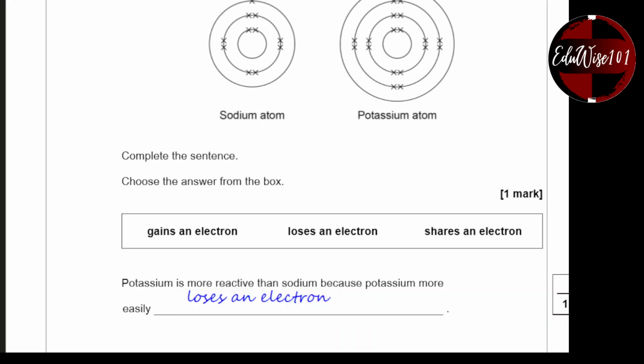So potassium is more reactive than sodium because potassium more easily loses an electron, and because the electron is much further away from the nucleus in potassium than in sodium. That brings us to the end of question number 1, which is out of 13 marks. I will see you in question number 2.